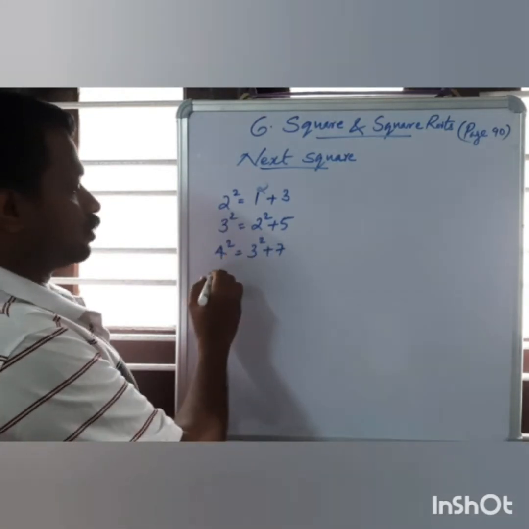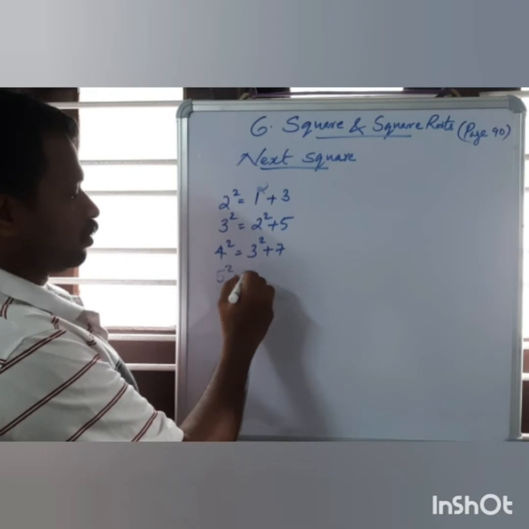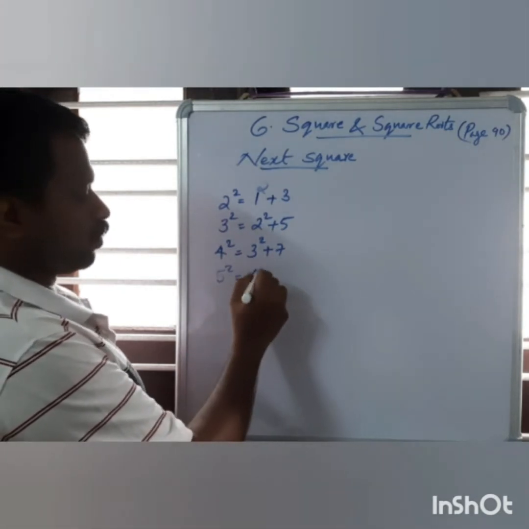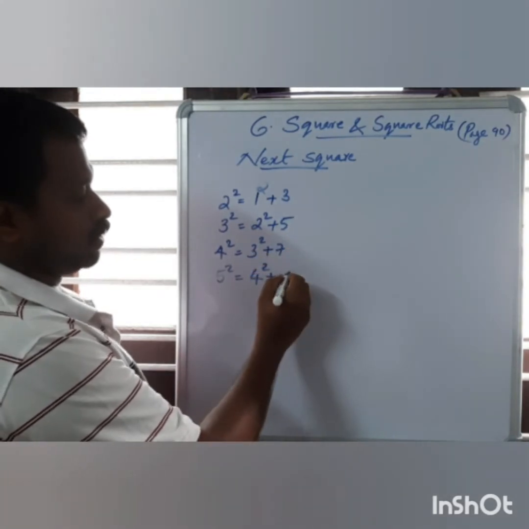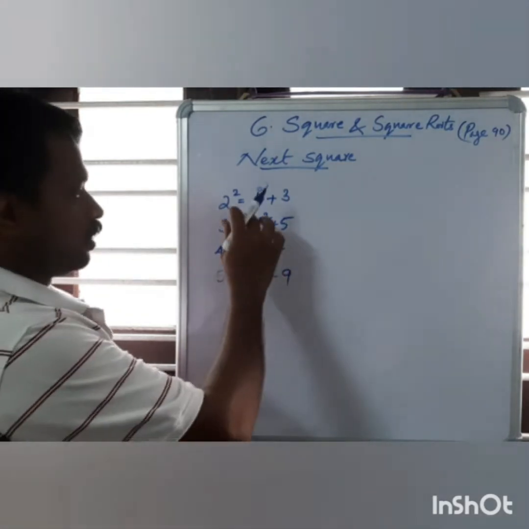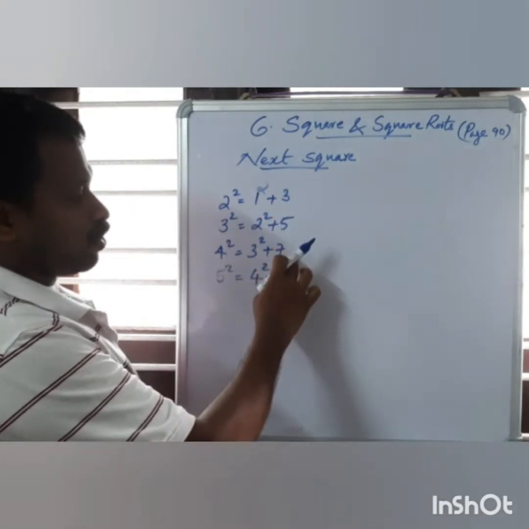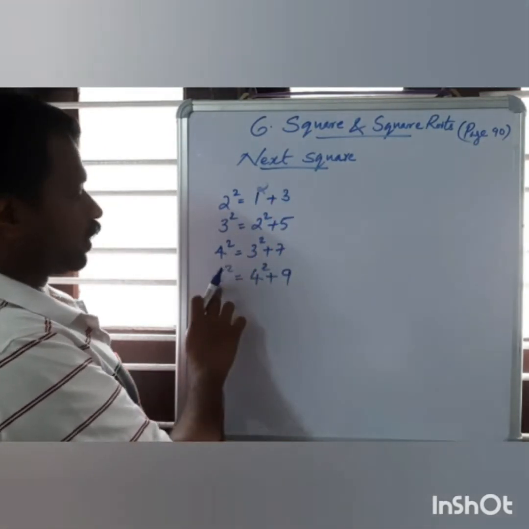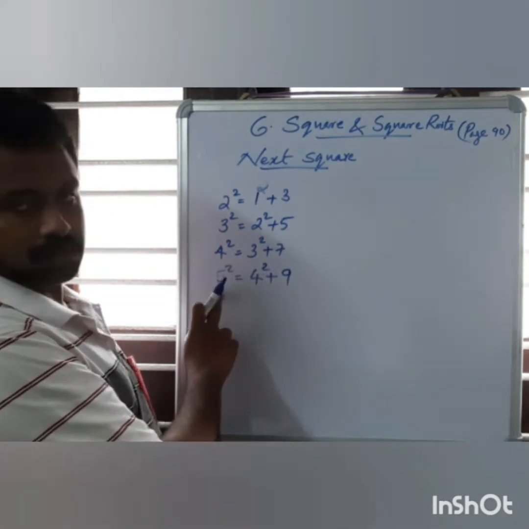So like this, write the next one. 5 square is equal to, how will you write this one? It is 4 square plus, here 3, 5, 7. Next one is 9. Here 1, 2, 3. Continuous way to go. Here it is, the odd numbers are added. So 5 square becomes 25. 4 square is 16. 16 plus 9 is 25.